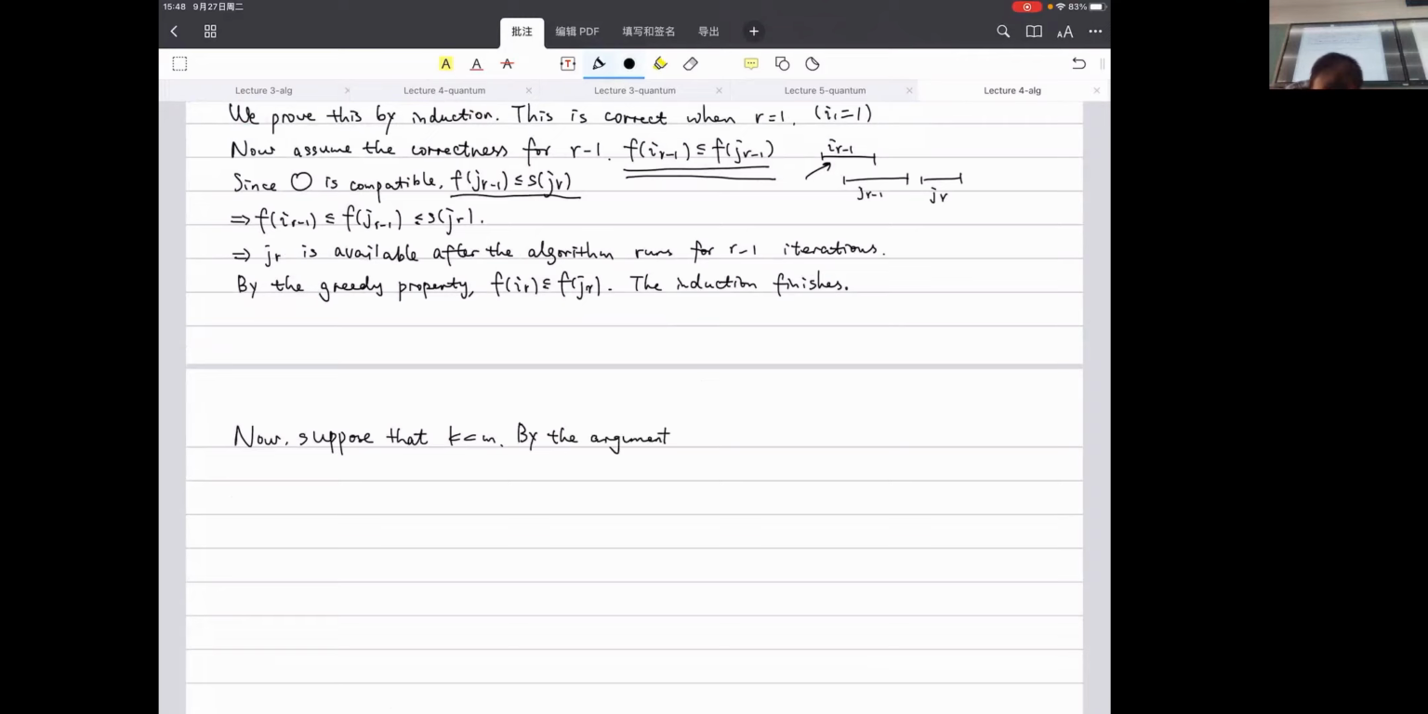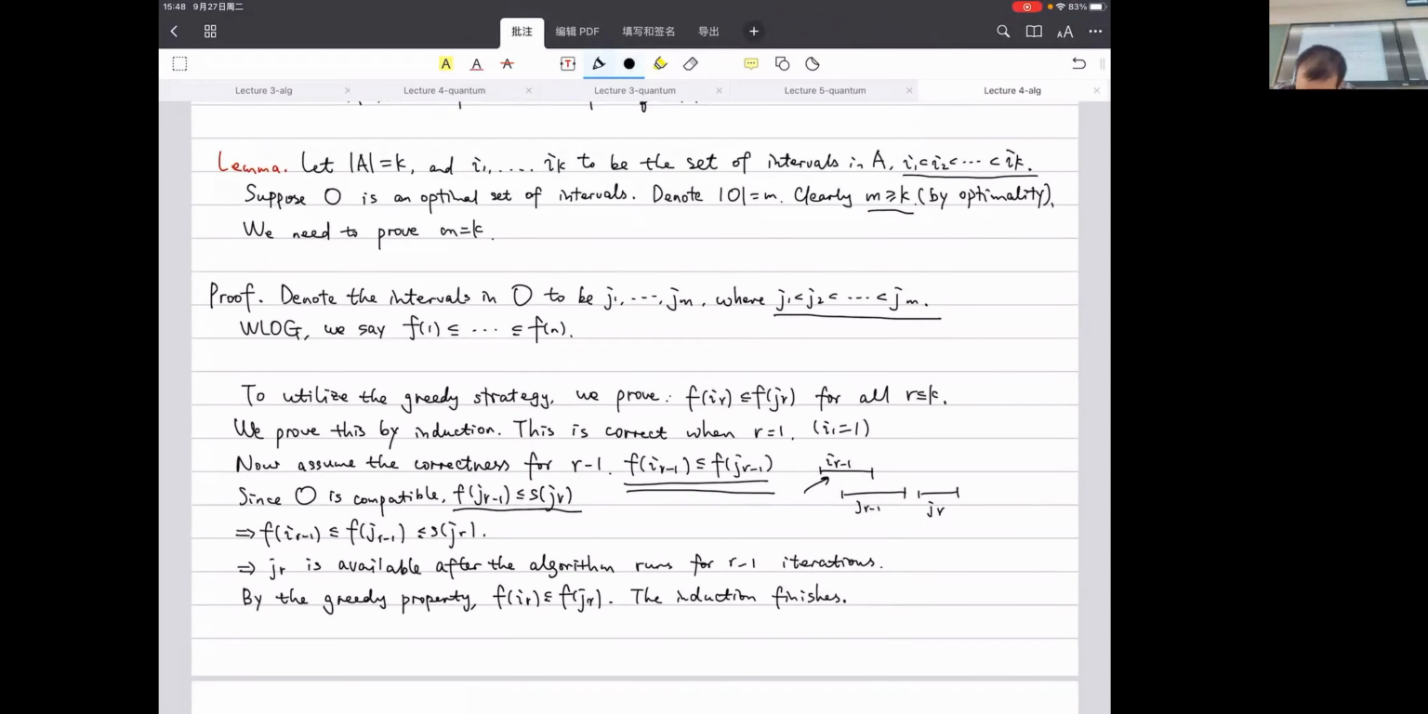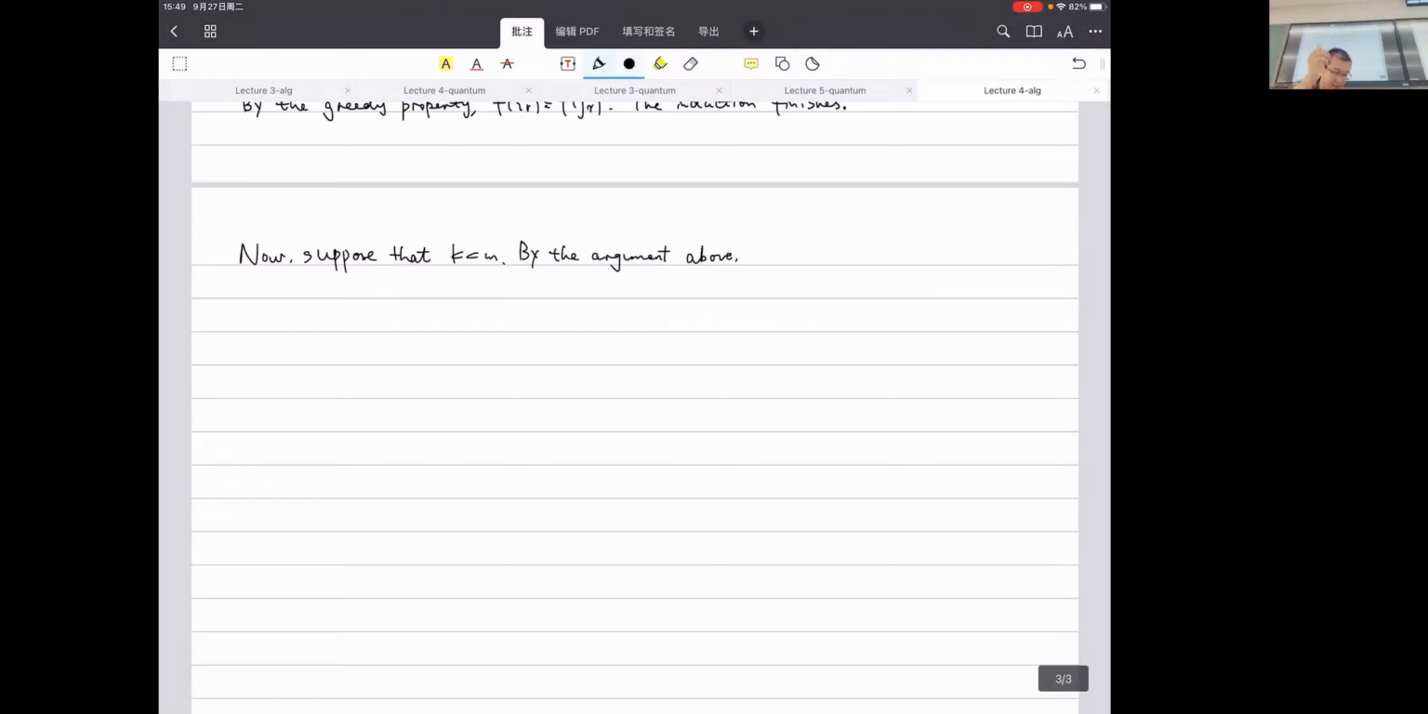By the way, one thing I forgot to emphasize: here we mentioned that M is larger than or equal to K, and here we are talking about the induction for all R smaller than or equal to K. This makes sense because the number of intervals in the output of your algorithm is K, and in the optimal strategy M should be at least K. So the induction should be able to go at least K times.